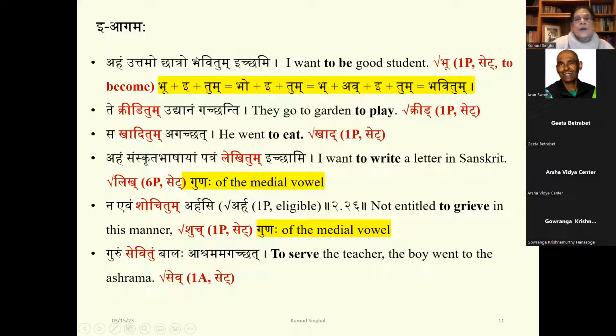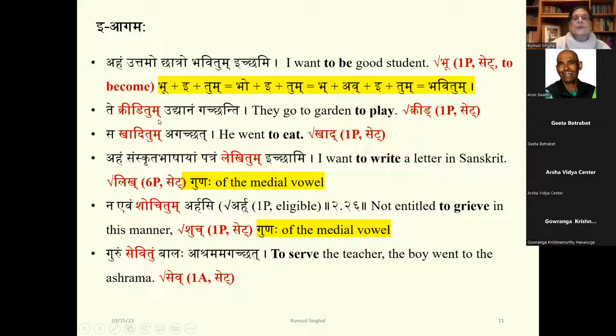So how does this form bhavitum come about? So bhu, e will be inserted between bhu and tum. So bhu plus e plus tum. Now bhu will take a guna. So it becomes bho plus e plus tum, right? Now o and e, this is an ayadi sandhi. O becomes av. So bhav plus e plus tum. So it becomes bhavitum, right? So here the e agama happens.